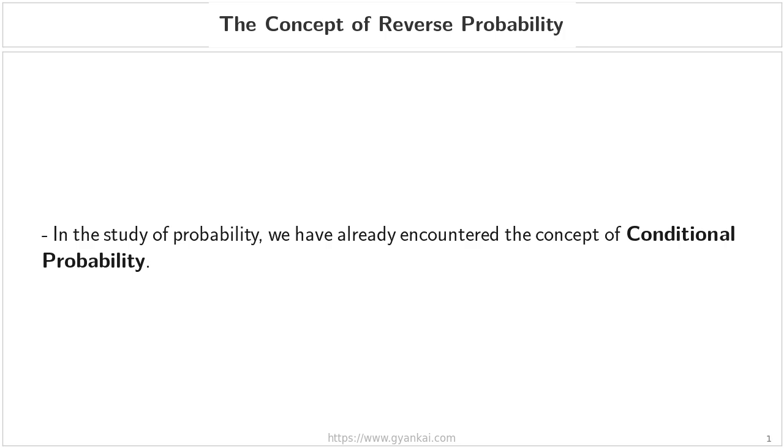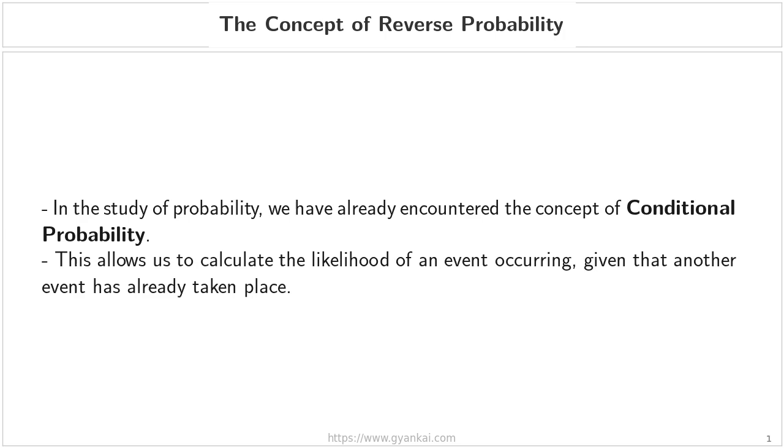probability. Now, before we dive into the new material, let's take a moment to reflect on what we have already mastered. In our previous lessons on probability, we have spent a lot of time studying conditional probability. You'll remember that this is a powerful tool that allows us to calculate the likelihood of a specific event occurring, provided that we already know another event has taken place. It's all about updating our expectations based on new information.